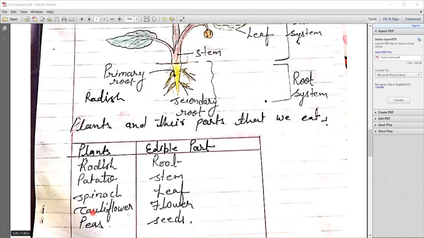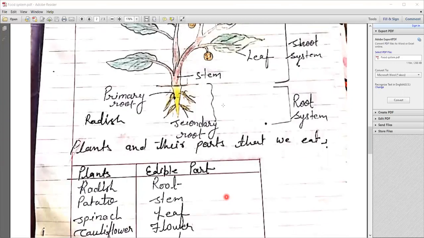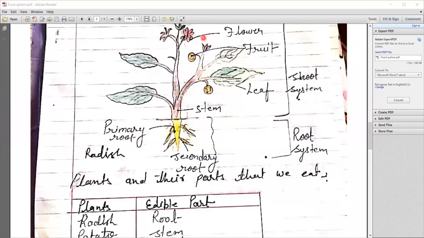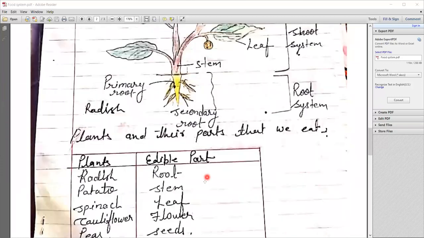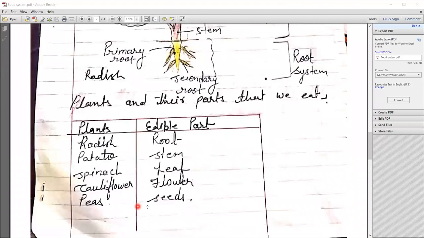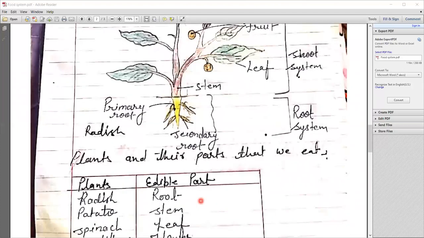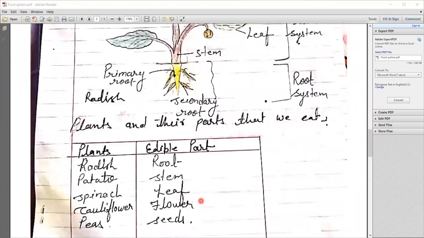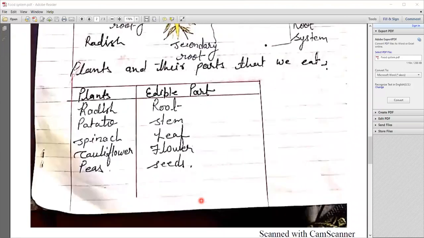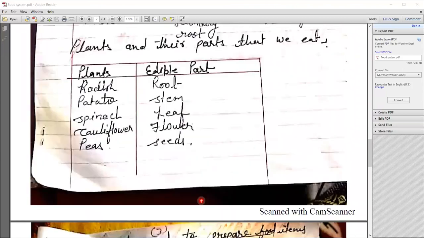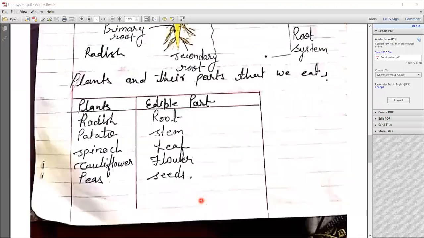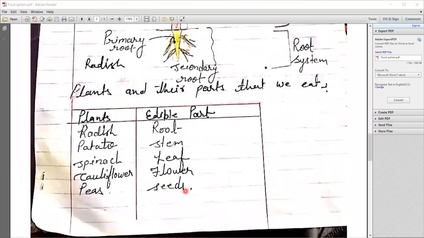Next is cauliflower. Cauliflower is a flower part of a plant which is eaten as food. And last one is pea. Pea is a seed of a plant which we eat as food or as vegetable. Next is oil. All kinds of oil which we use, children, are also extracted from seeds of plants, like mustard oil, sunflower oil, coconut oil, groundnut oil. They all are extracted from seeds of plants.